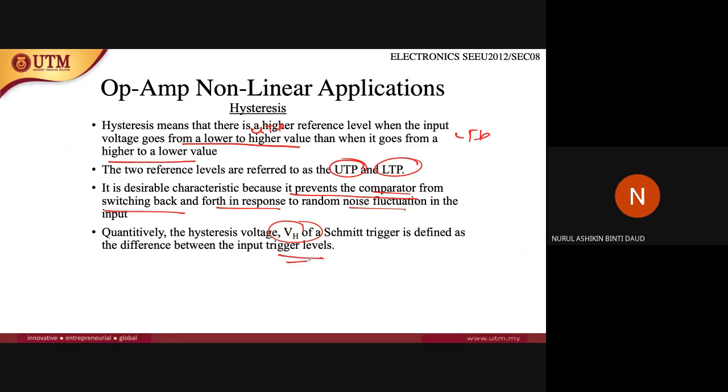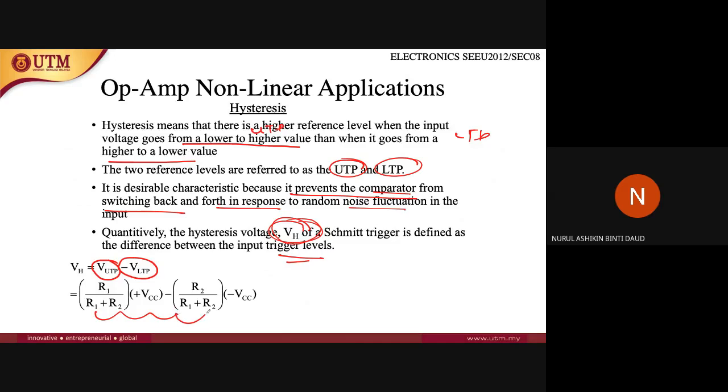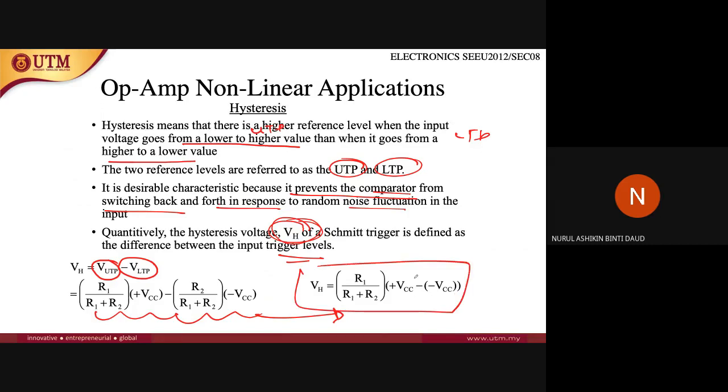the input trigger levels. So if you want to find the VH, the value of hysteresis voltage, the value of hysteresis voltage is the upper trigger minus the lower trigger. Okay, the upper trigger minus the lower trigger. And from this equation, you can simplify. It will become like this: R1 over R1 plus R2 times VCC minus minus VCC.